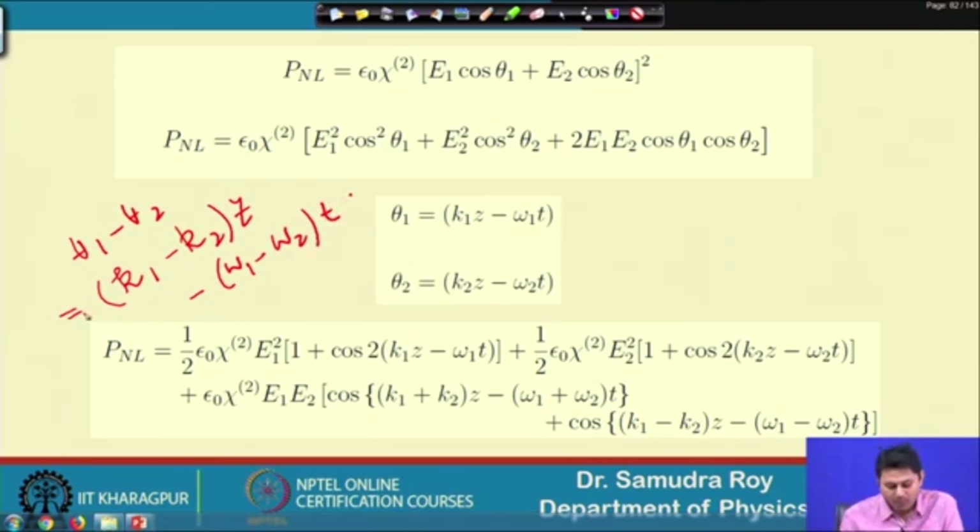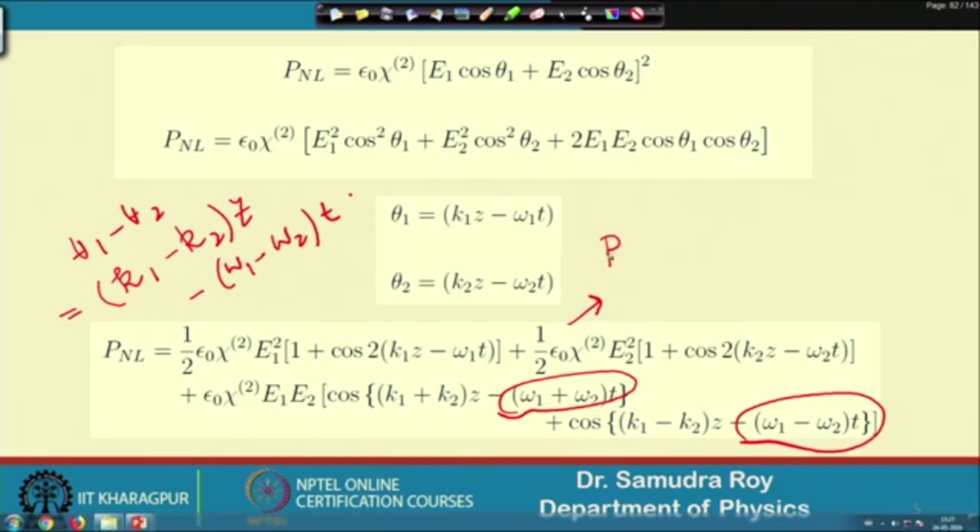So, in P nonlinear, I am now having one frequency component which is omega 1 plus omega 2, that is important. Another frequency is also there which is omega 1 minus omega 2. So, if I now write how many frequency component terms are there in P, it is interesting. One is P 0, which is the 0 frequency component, like this first term and this term, which is 0 frequency component.